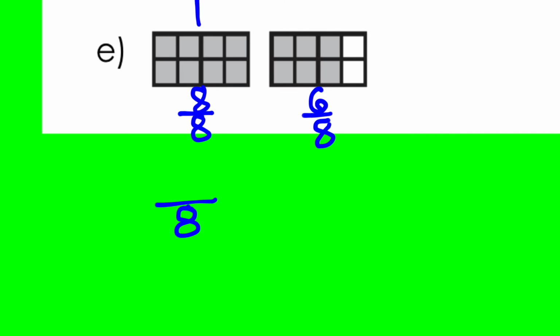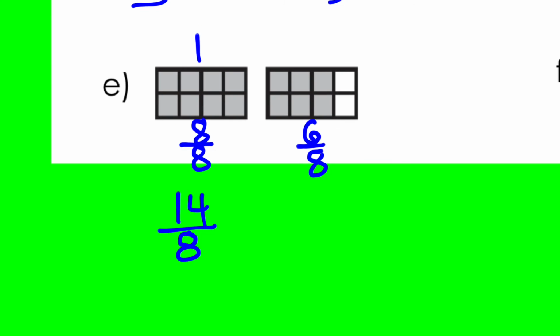And then just count how many parts are shaded. Well, there's a total of 14 parts shaded. You can count them individually, or you can just see 8 plus 6 is 14. So 14 out of 8. And then for the mixed number part, you can see that there is 1 whole part of the picture shaded for 1 whole. And then the fraction part is 6/8.